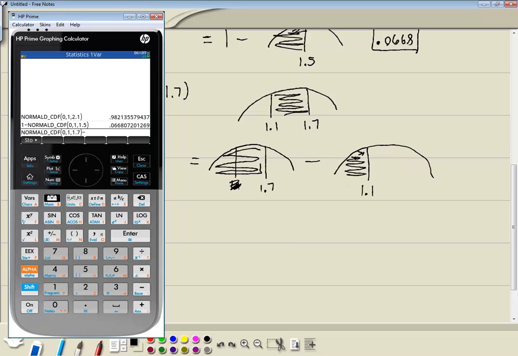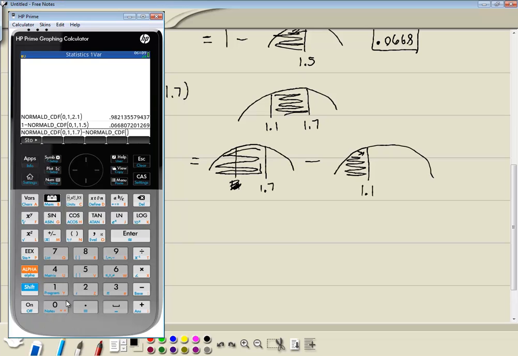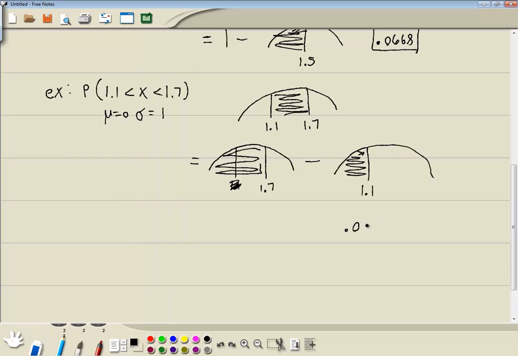and then I want to put this one in. So I do my toolbox again, choose 5 for probability, choose 6 for cumulative, 1 for normal, and mean is 0, comma, standard deviation is 1, comma, 1.1. And so now we have this minus this. And I'll press enter. And our probability is 0.0911.